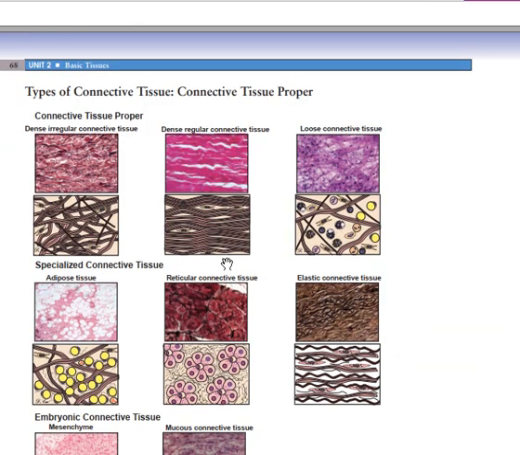So we are finished now with the first part of the connective tissue. Now we enter into the types of connective tissue.